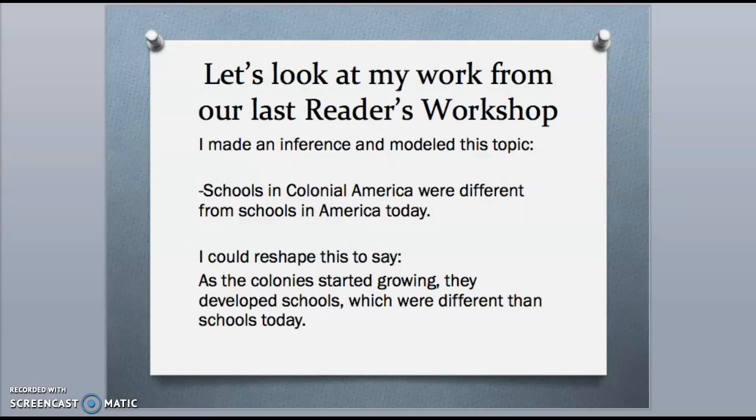Notice how my statement answers something clearly. I'm explaining in my thesis statement what I'm going to talk about. I'm going to talk about as the colonies grew, they developed schools and that they were different from schools today. Same idea as what I had, I'm just making it into a solid statement. Okay, that gives my paper my whole writing purpose.